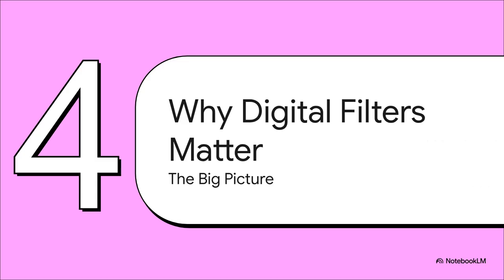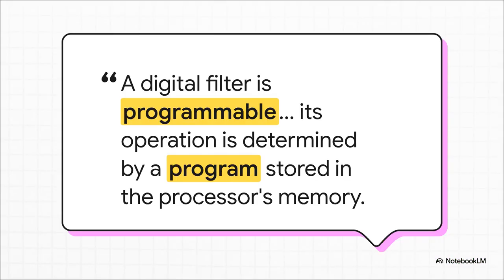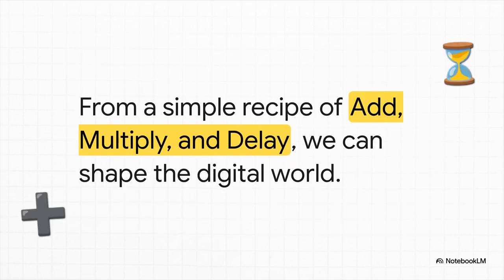Okay, so we've gone through the how and the what. Let's zoom out for a second and talk about the so what. Why does any of this really matter in the big picture? If there is one core idea to take away from all this, it's this right here. The power of a digital filter isn't in the silicon chip itself, it's in the software. A single processor can become a dozen totally different filters just by loading a different program into its memory. That is the revolution.